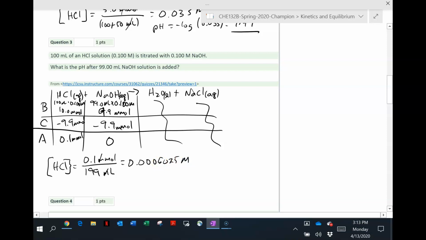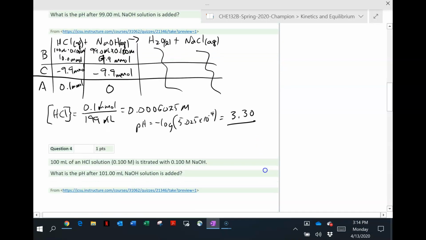Our pH is now going to be the negative log of that. Well, it's basically 5.025 times 10 to the negative fourth. That comes out to be 3.30 basically as our pH at that point. So again, the HCl concentration's gone down a whole lot more. pH has gone up dramatically to 3.30.